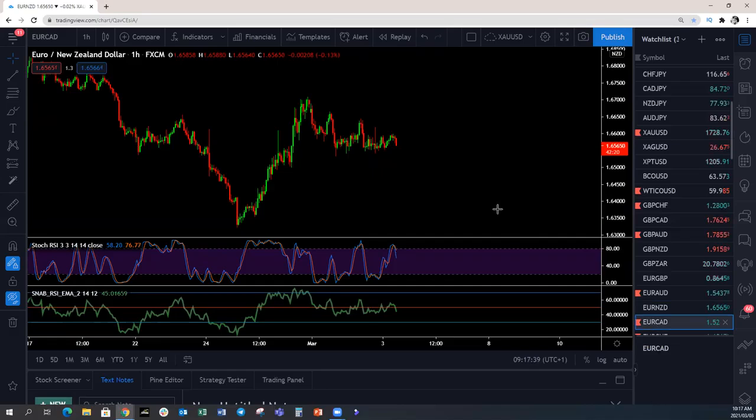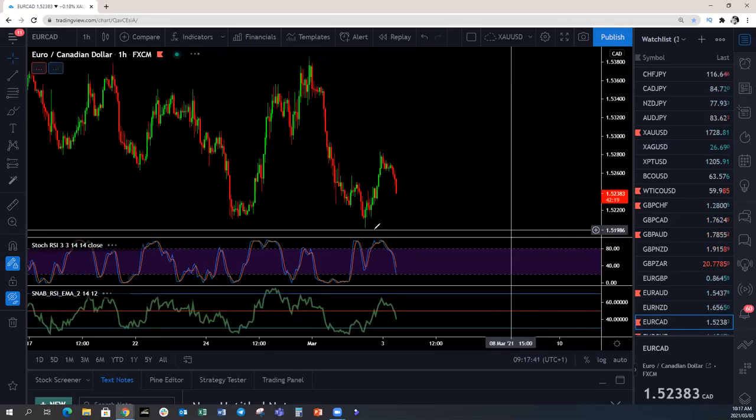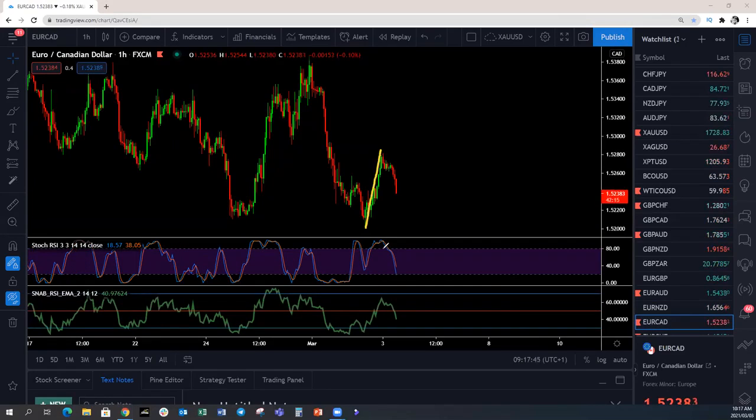EuroCAD, single move to the upside. We are at the top already. We've dipped below 50. So we are going to expect continuation to the downside here. Simple as that.